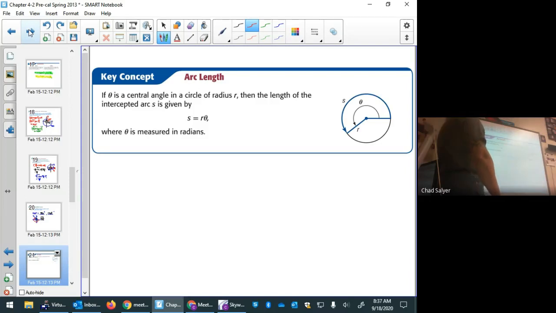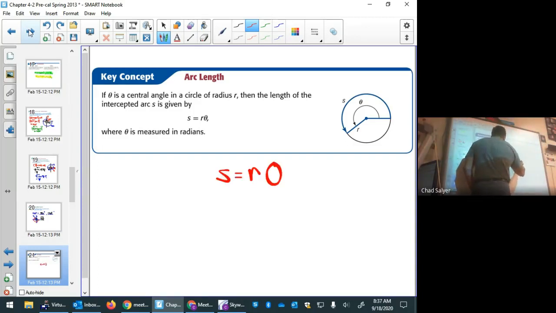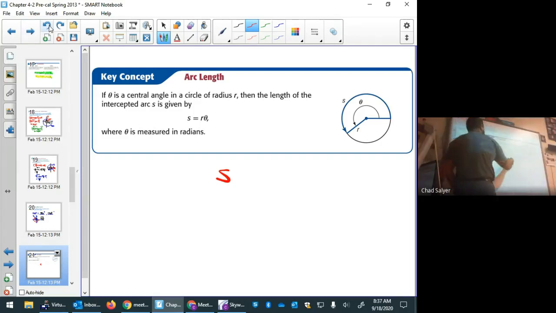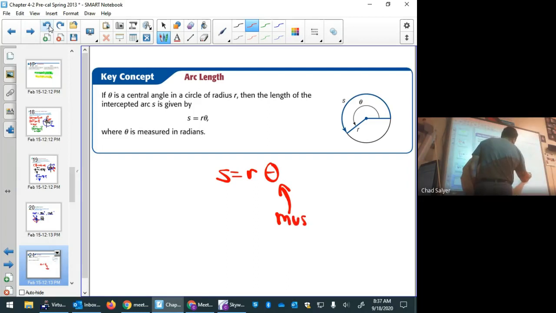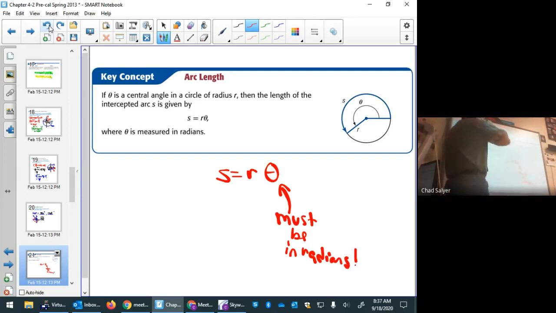So arc length is a formula given by S equals R theta. Very important formula. This angle, the angle theta, must be in radians. So R is the radius. And then S, of course, is the arc.